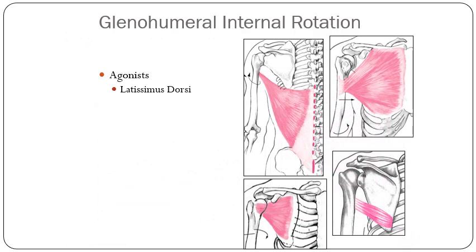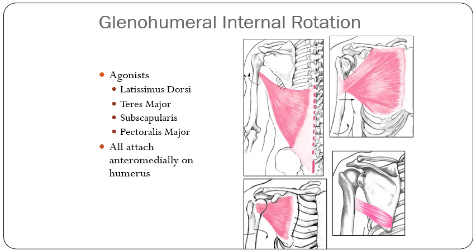Glenohumeral internal rotation: the latissimus dorsi, the teres major, the subscapularis. The subscapularis is the only SITS muscle that does internal rotation, and the pectoralis major. Again, they all attach anteromedially on the humerus. This is why I keep encouraging you to look at that course of action and how it would create the motion. Look beyond just knowing that the lat does internal rotation. Well, why does the lat do internal rotation? Look at the way it runs. Look at its orientation from its origin to insertion.